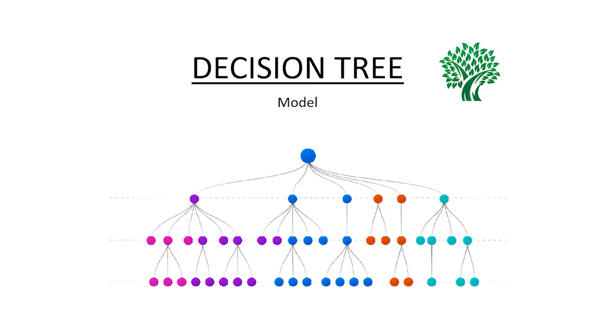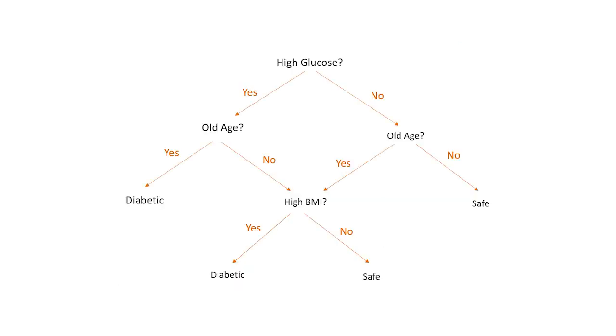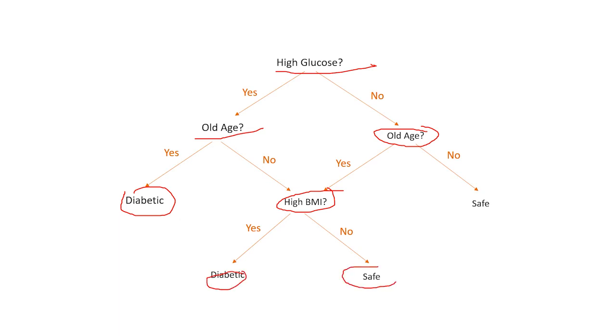Let's see how this works. So let's take this as an example of my decision tree. Suppose a patient comes and we ask the question, does he have high glucose? If yes, is he old? If that is also yes, the person is 100% diabetic. Now, if a person comes without high glucose but has old age, we check if he has high BMI too. If that is also yes, then the person has diabetes, and otherwise no, he is safe.